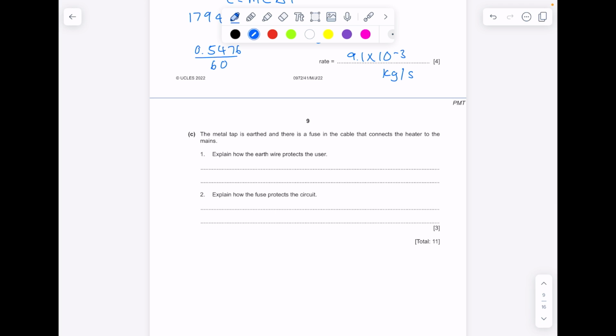The metal tap is earthed and there is a fuse in the cable that connects the heater to the mains. Explain how the earth protects the user. So if the tap becomes live, what the earth wire does is it provides a connection to the earth, taking that excess charge and current away. And then explain how the fuse protects the circuit. Well, if the current is too high, that fuse wire will melt, breaking the circuit.